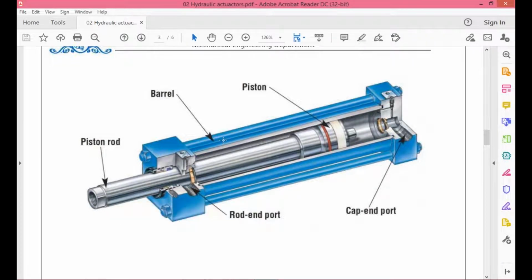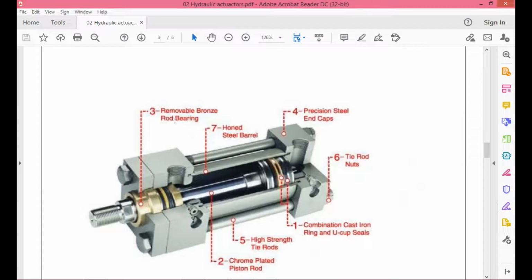Piston rod is there, the barrel, the piston. In our case, two oil seals are present for the piston. Here only one oil seal is present. Then cap end port, rod end port. The rod end port is an open end, and the cap end is a closed end. Okay. These are the precise machines here. This is for the hydraulic actuators.